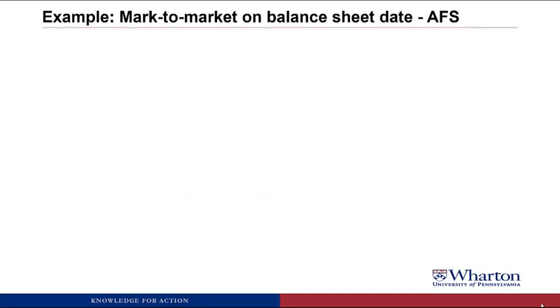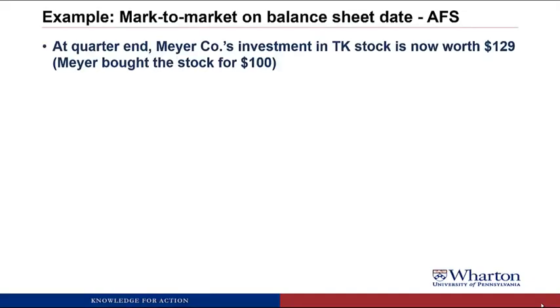Now let's take a look at how this works for available for sale securities. And a little warning, this one gets complicated. So quarter end, Meyer Company's investment in TK stock is now worth $129. So during the quarter, Meyer bought the stock for 100. The stock has gone up to 129. So there's been a mark-to-market gain of 29 that's unrealized at quarter end.